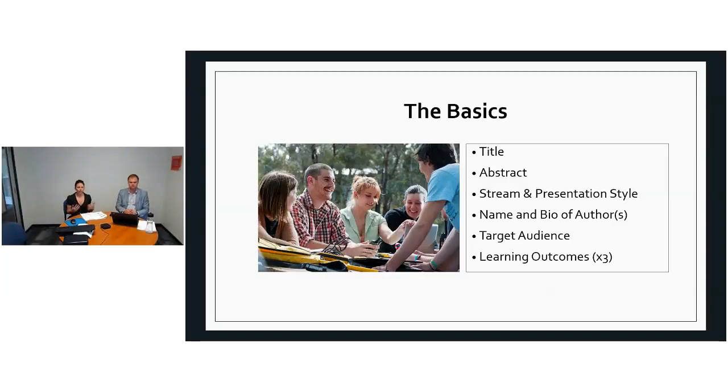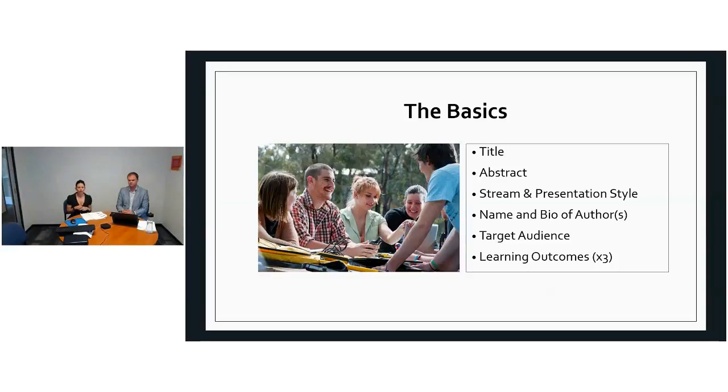In terms of the basics, what we wanted to do was run through so that you were really on the ball with what you needed to do in terms of submitting it, which we've tried to make as simple as possible, but also to get as much information from you as possible so that we can either assist you in developing that proposal or in helping you craft it. So the basics that you need are a title, an abstract which just summarises what you're going to be talking about. You need to nominate your stream and your presentation style, and provide your own personal details, and the bio of any authors that you might have there.